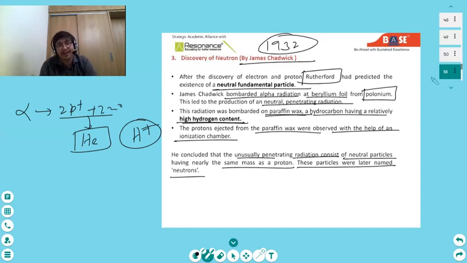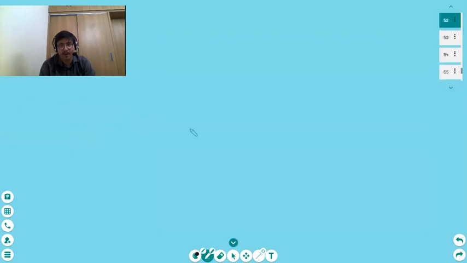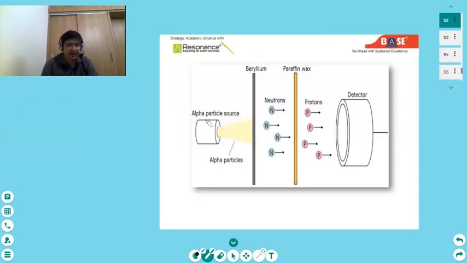To explain that, this was done. So this is the diagrammatic representation. This is the alpha particle source, polonium. Alpha particle is positively charged. Now, when it hit the beryllium surface, it removed neutrons. So the experiment was set up such that neutrons are knocked out.